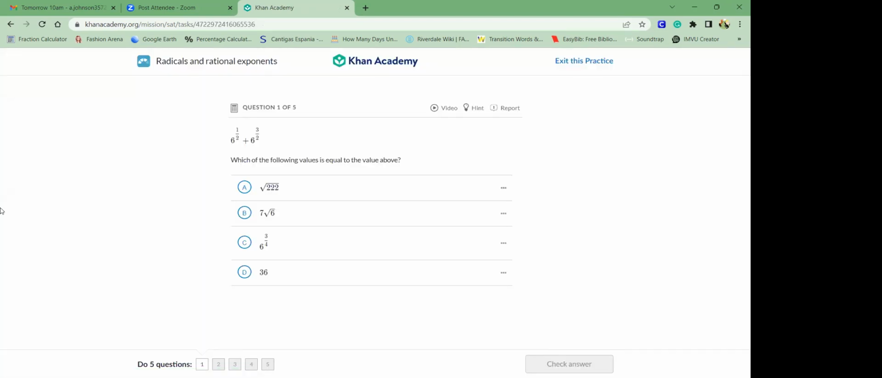Okay, this one. What are we going to do with this one? Which of the following values is equal to the above? Okay, so we're adding them, right? So let's see here. How can we rewrite 6 to the half? What is that the same as? That's just the same as root 6. Okay. How can we rewrite 6 to the 3 over 2? What is that?